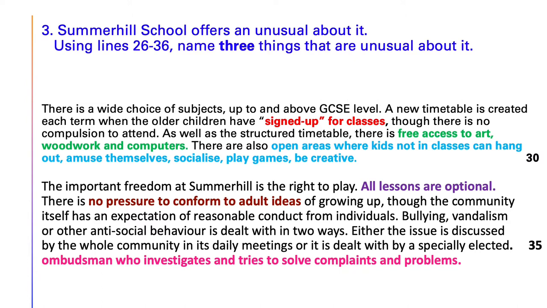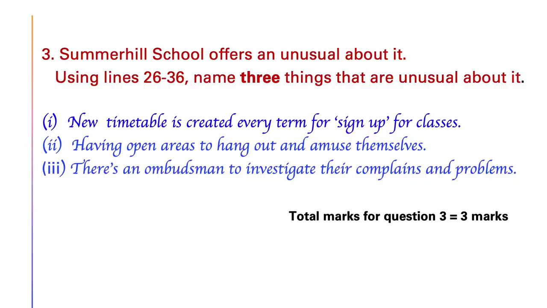And the last one, an ombudsman who investigates and tries to solve complaints and problems. That is also unusual because usually the principal and the teachers are the authorities concerned in other schools regarding discipline of a child. So this is also unusual. This is how I named it. Number 1, a new timetable is created every term for sign up for classes. Number 2, having open areas to hang out and amuse themselves. Number 3, they ask an ombudsman to investigate their complaints and problems.